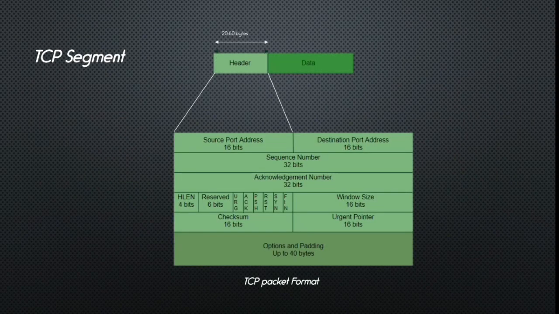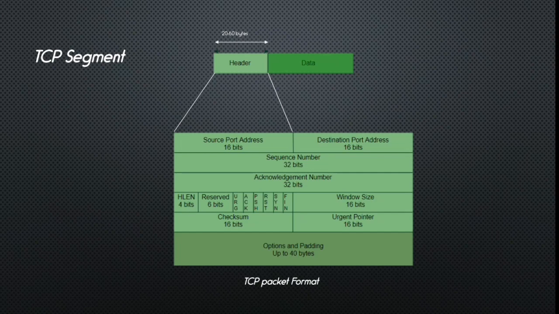TCP segment. A TCP segment is a piece of data sent over a TCP connection. It's like a slice of a larger data stream. Components: source port address, the port number of the sending application. Destination port address, the port number of the receiving application. Sequence number, helps in ordering and reassembling segments at the receiver's end. Acknowledgement number, indicates the next expected sequence number.